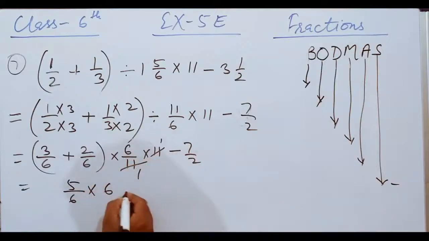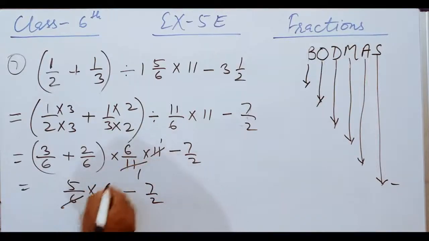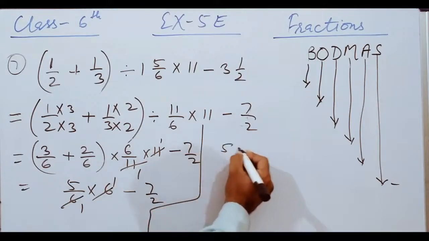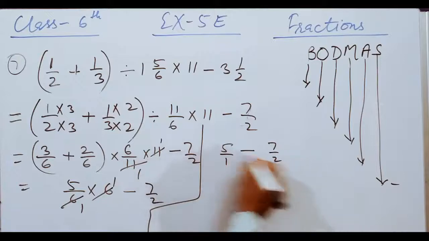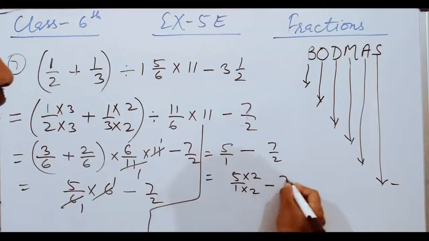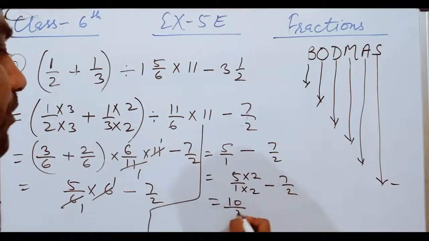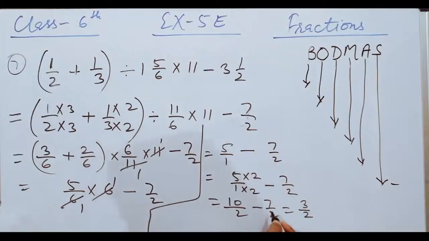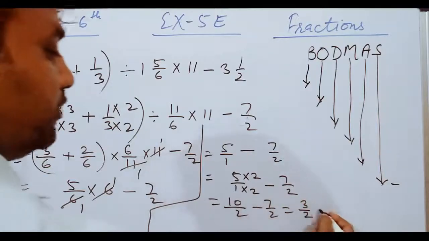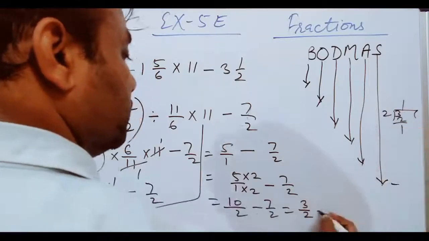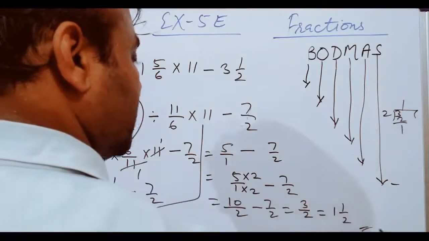Then minus 7 upon 2, 6 cancel, then it is 5 upon 1 minus 7 upon 2. Again make the denominator the same, multiply by 2. It is 10 upon 2 minus 7 upon 2 equal to 3 upon 2. Why? 10 minus 7 equal to 3 upon 2. When we divide 3 by 2, 2 1s are 2. So we can write 1 whole 1 upon 2. This is the answer.